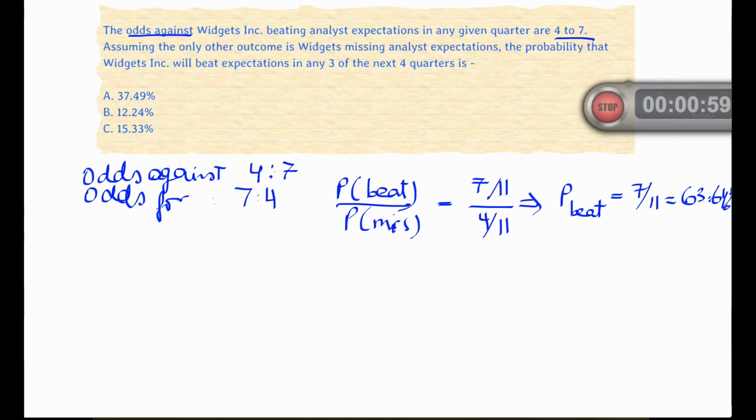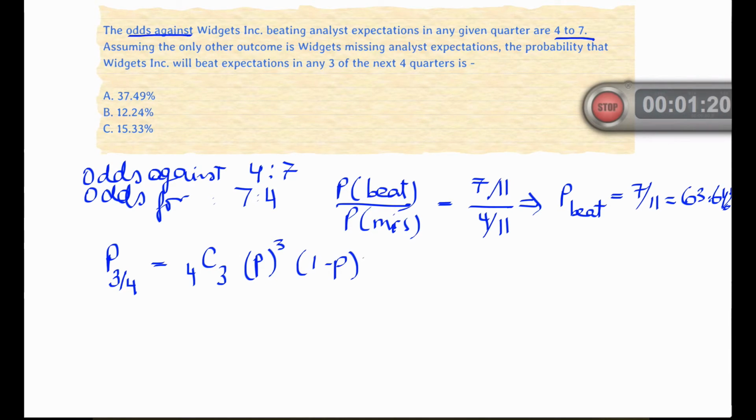The rest of this is very similar to the problem we've just solved. And this is again a Bernoulli random variable. So we apply the formula relating to the binomial probability function, which defines the probability of x successes in n trials. In this instance, x is 3 and n is 4.